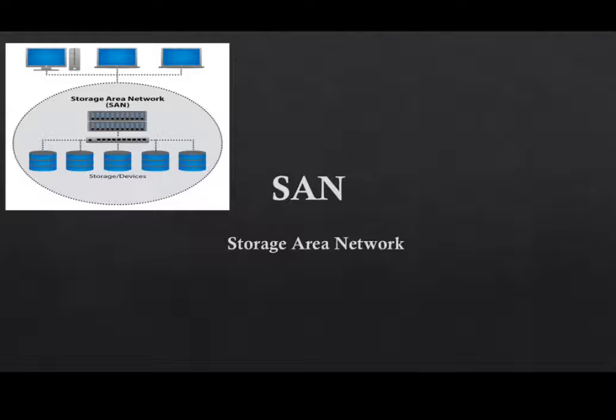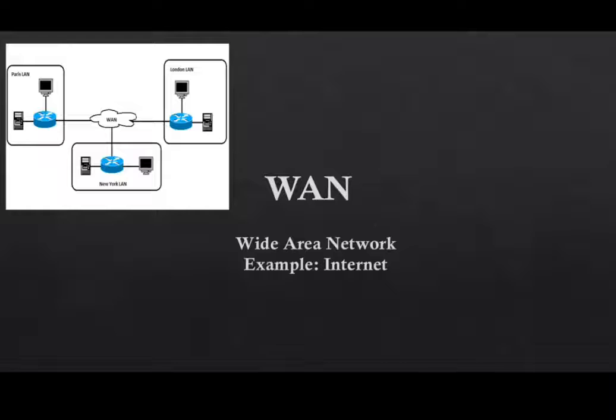Next is the SAN, or the storage area network. A special high-speed network that stores or provides access to a large amount of data. Next is the WAN, or the wide area network. This basically has the example of the internet, which connects all around the globe through internet connections.